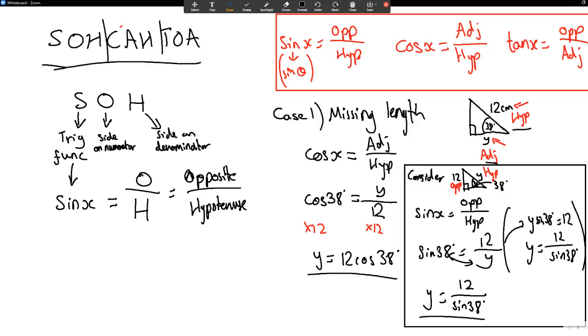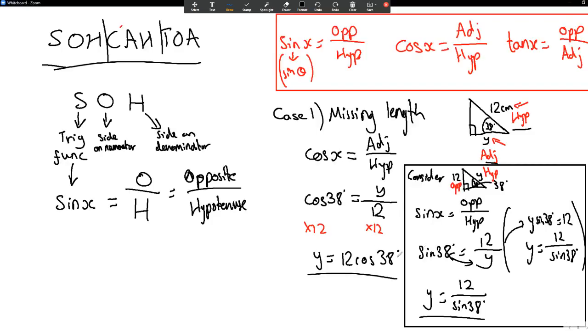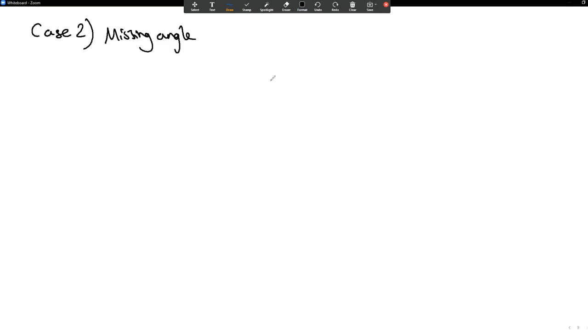Okay, so let's think about the second case. Case 2 is when you have a missing angle. So you have two sides which you know, and you want to find the missing angle. Oh, also, sorry, these will be in centimeters. So let's have this triangle this time. Let's denote that angle as theta, and the angle is up here.